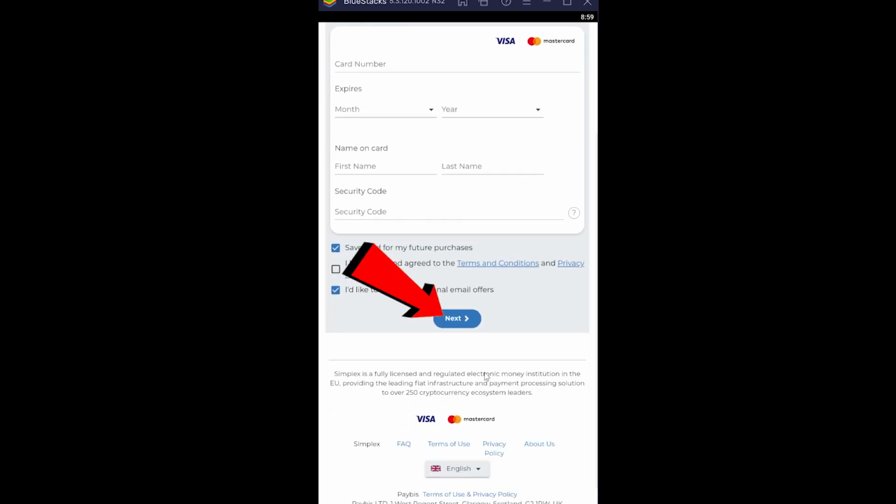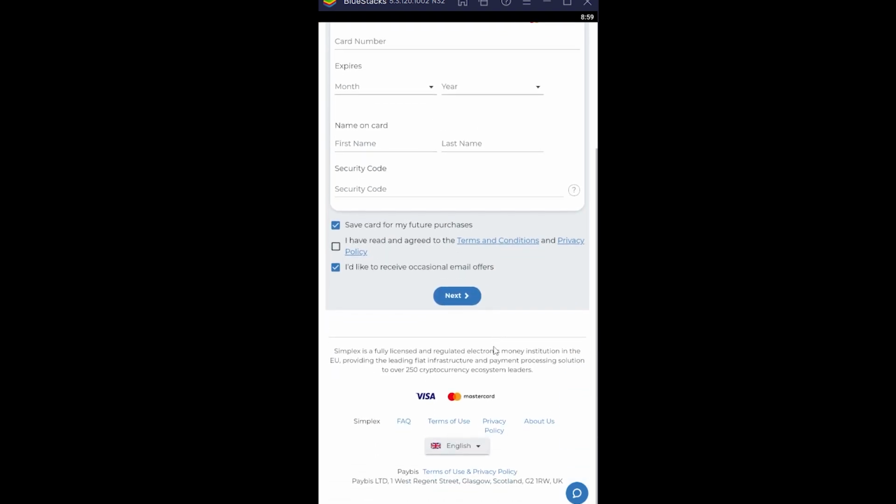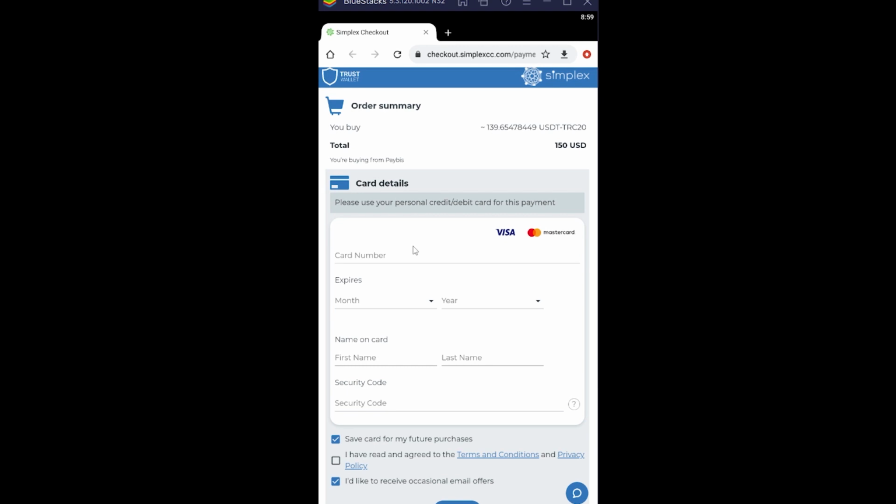And once you click on Next, it's going to take you to the official website of Simplex. After that, you can enter your payment details over here. And after entering your payment details, you want to click on Next. And once you click on Next, 150 USD is going to be used, which means $150 is going to be used to buy 139 USDT. And a bit of USDT is going to be taken due to the fee, all right? So yeah, that's basically how you guys can buy Tether in Trust Wallet.